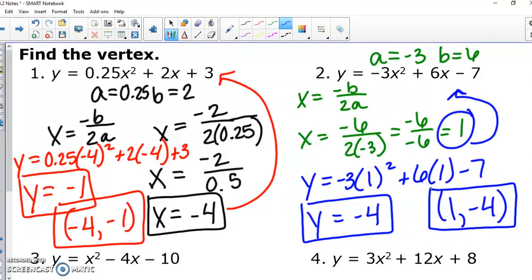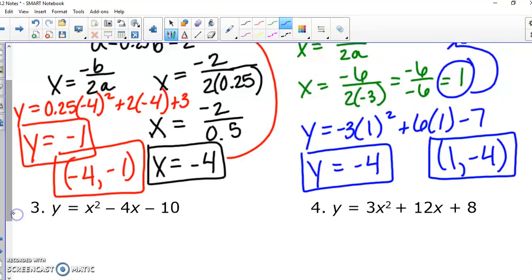Go ahead and try numbers 3 and 4 on your own. And remember, you can always check your answers with my answer key on my website before you get going on your assignment. Good luck.